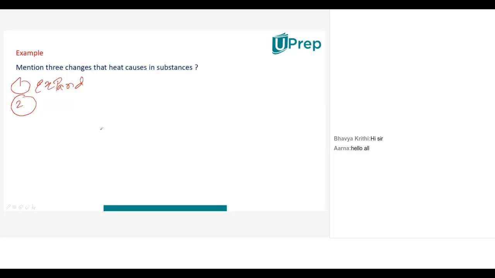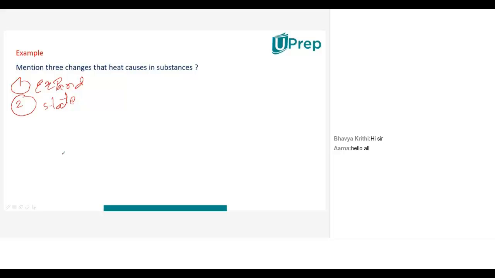Heat causes change of structure. Change of structure means what? Change of state. State means solid to liquid, liquid to gas, or gas to solid. Like that, change of state will take place. So change of state does not mean from Karnataka to AP or AP to Telangana. I'm just kidding. State here means solid to liquid, liquid to gas. So it will be converted like that. That is the second one.